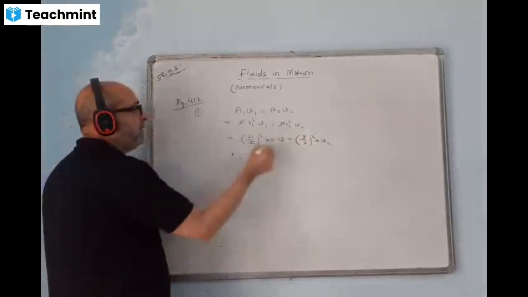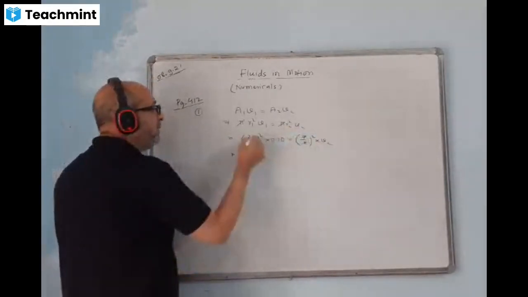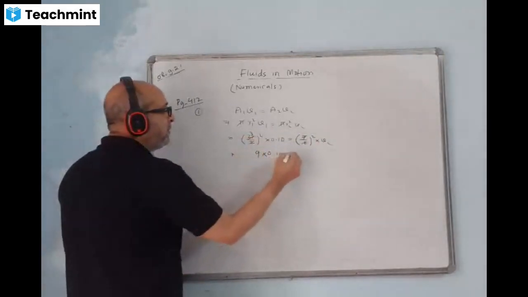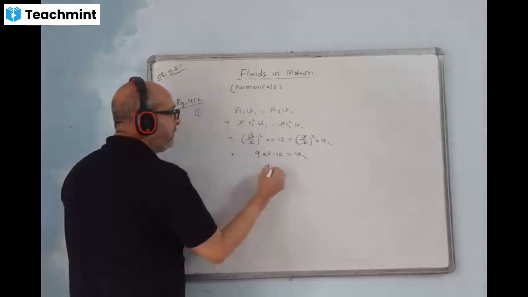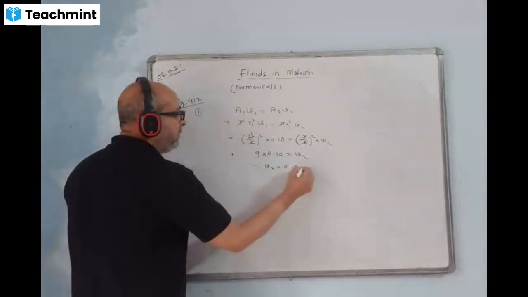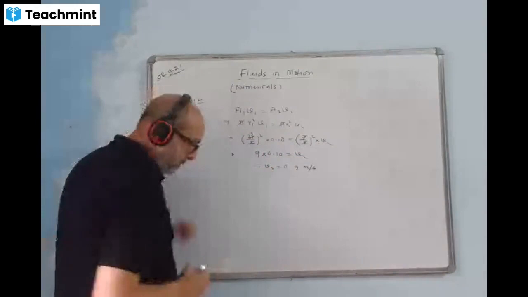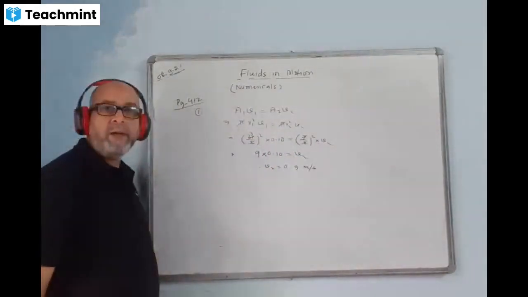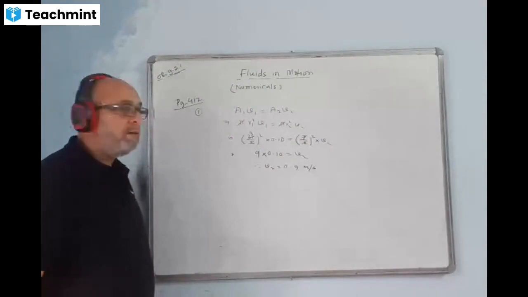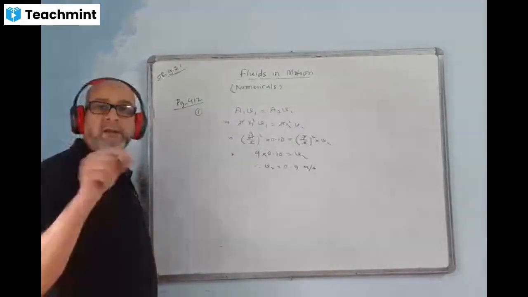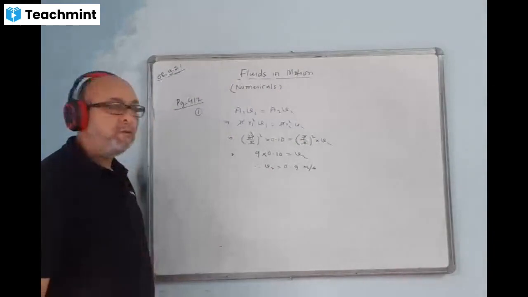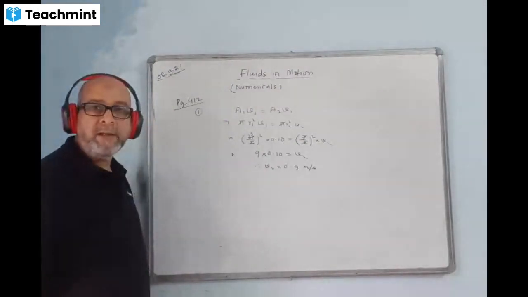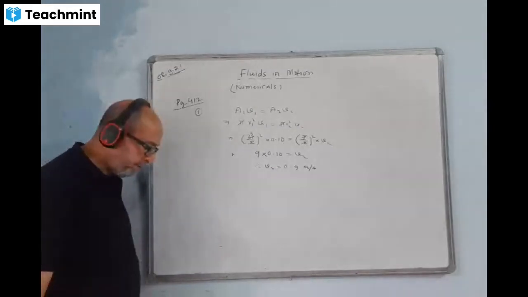Now find the answer. These two can cancel. 7, 3 will go. The 3 square is coming 9. 9 into 0.10 is equal to V2. Therefore, the value of V2 will come 0.9 meter per second. Answer. You can have 0.90 or 0.9 as the answer. Where the diameter is less, speed is more. It was 0.1, now the speed becomes 0.9, so increasing by 9 times. That is the answer.